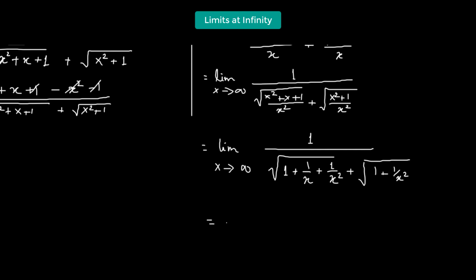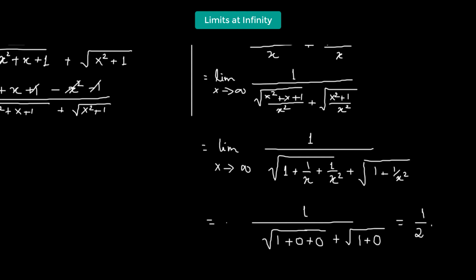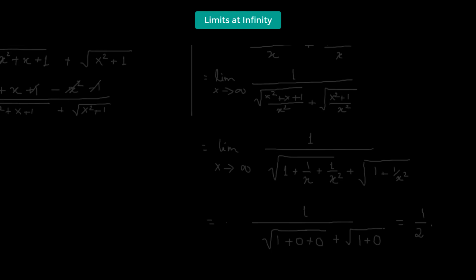Now we substitute for the value of x, so that will leave us with the square root of 1 plus 1 over infinity, which is 0, plus 1 over infinity squared, which will also be 0. Similarly, for the second term, we have 1 plus 1 over infinity squared, which is 0, and that gives us a value of 1 over 2. So this is going to be the limiting value of the given function when x approaches infinity.